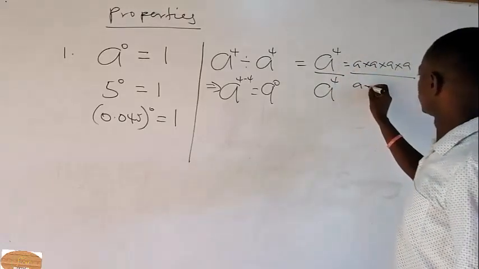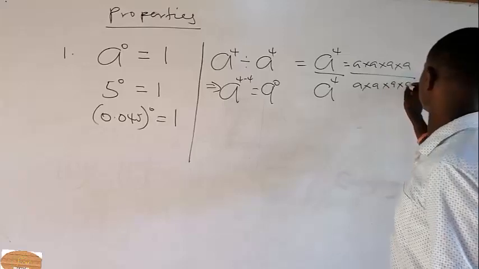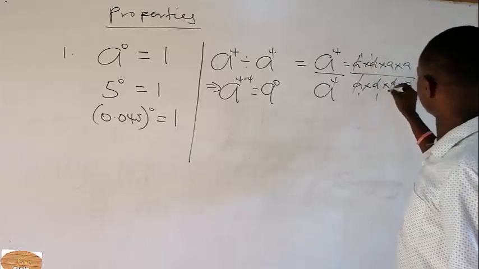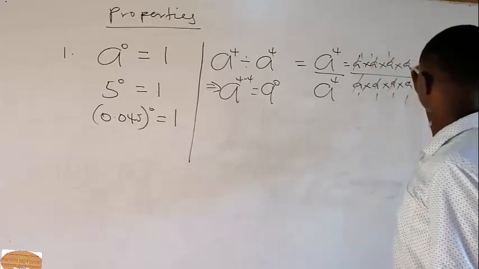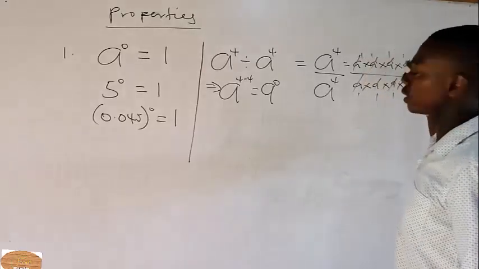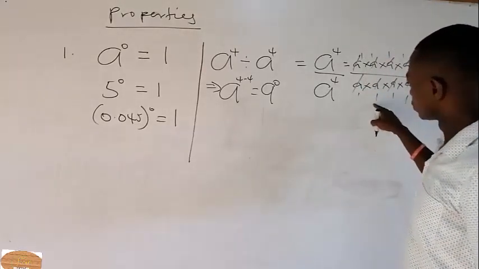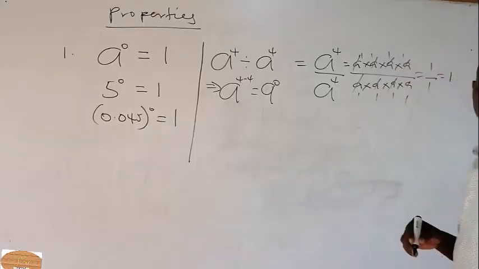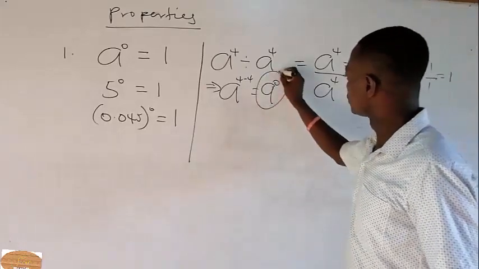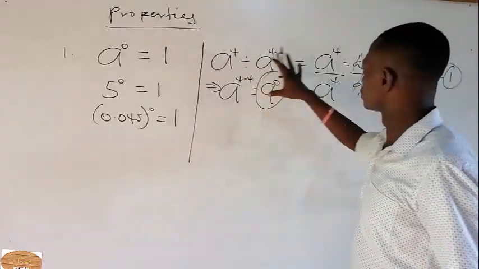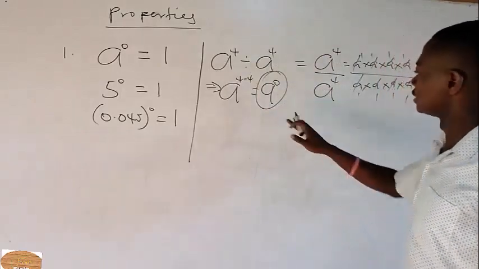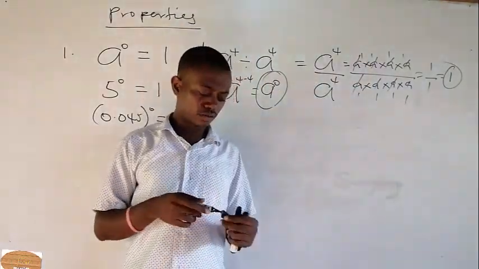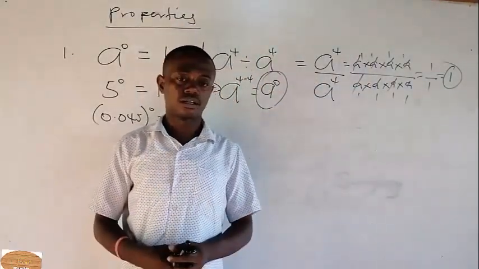For this side, this one is also the same as the number of times a multiplies itself, which is 4. So a times a times a times a over a times a times a times a. This one will cancel this one, and this one cancels this one, and so on. So 1 times 1 times 1 times 1 is 1, and 1 over 1 is 1. Alright. So we have a to the power 0 and we have 1. Since this one is equal to this, we can say that a to the power 0 is equal to 1. So any non-zero number to the power 0 is equal to 1.